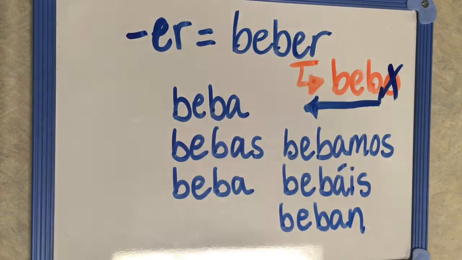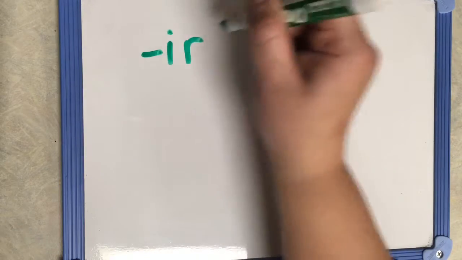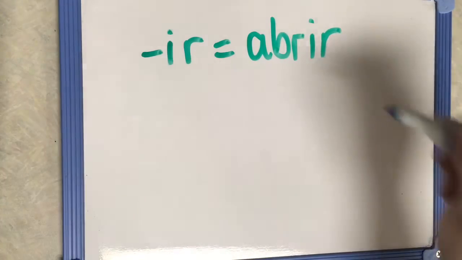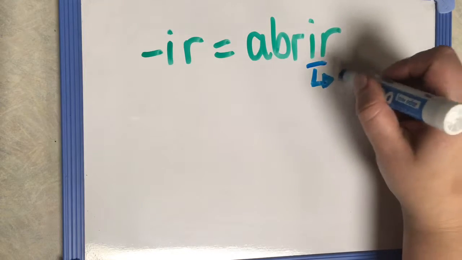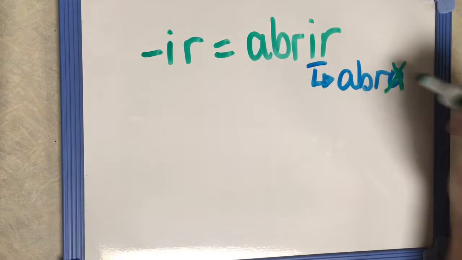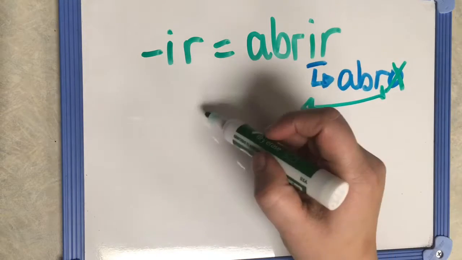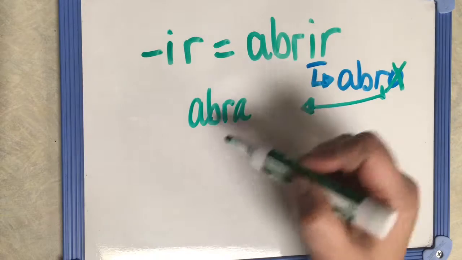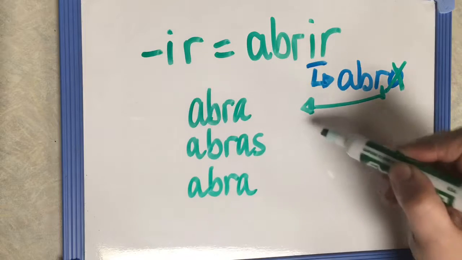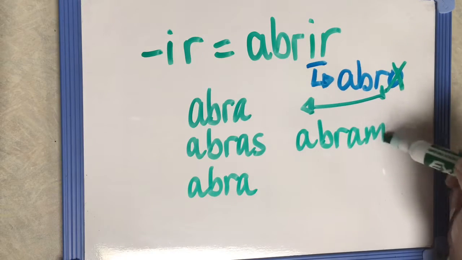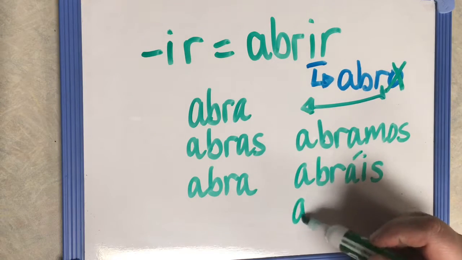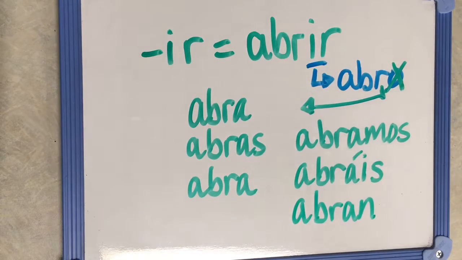And last, let's look at an IR verb. Let's use the verb abrir. The yo form in the present indicative is abro. Just like we've done before, let's go ahead and drop that O. We will use the stem and add the opposite endings. Yo abra, tú abras, él, ella, usted abra, nosotros abramos, vosotros abráis, ellos, ellas, ustedes abran.